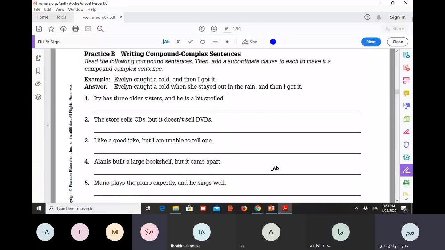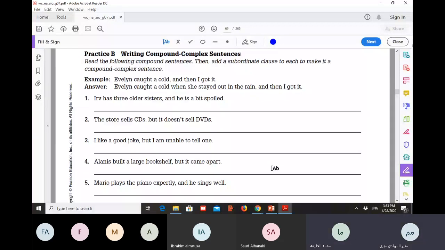Practice B. Writing compound complex sentences. Read the following compound sentences, then add a subordinating clause to each to make it a compound complex sentence. Excellent. So you're going to add a subordinate clause to make it a compound complex one. Because they are already compound, you need to add a subordinating conjunction and a subordinate clause so that you get a compound complex sentence.